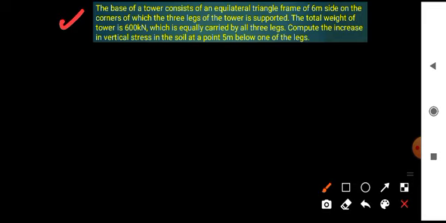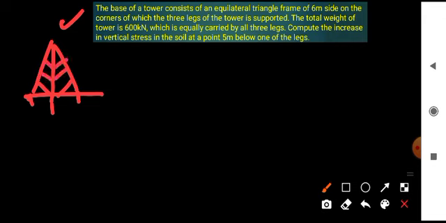It is a case of a tower. Right? So this is the tower.